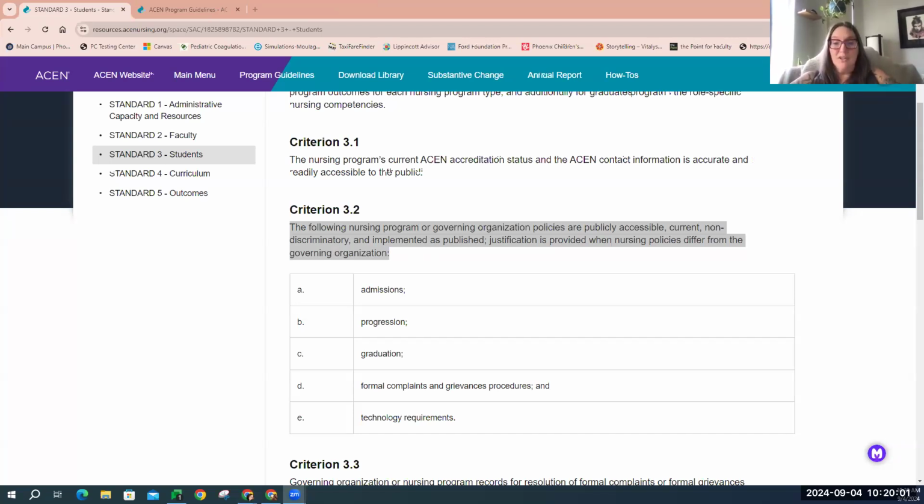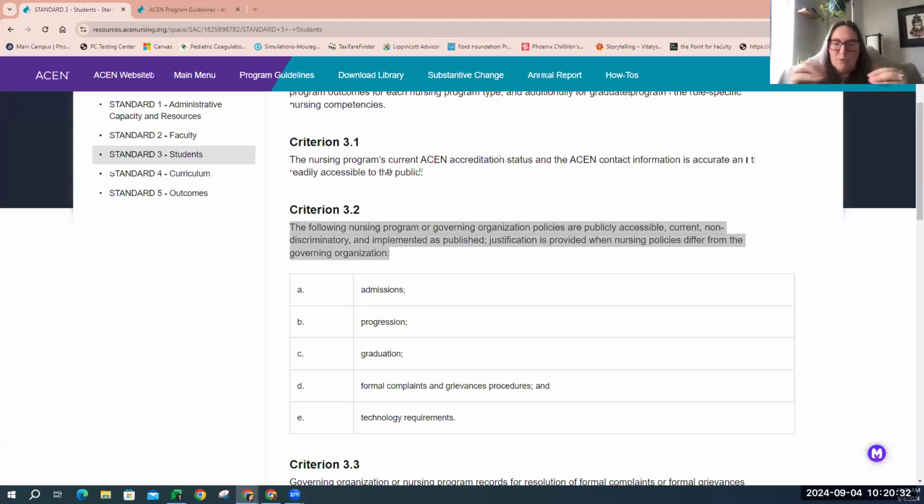So as far as admissions, progression, graduation, complaints and grievance procedures, and then tech requirements. We're really lucky that when we look at this, we already have a standardized admission, right? We don't get to change it. Our progression is very well defined in our nursing handbook. It's a different policy than the main, right? Than Phoenix College's progression of a student. All we do is we talk about that difference and we pull our regulatory information in.